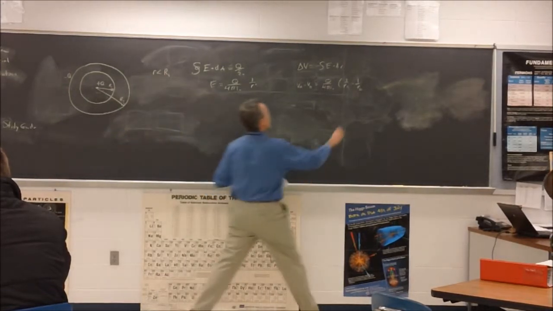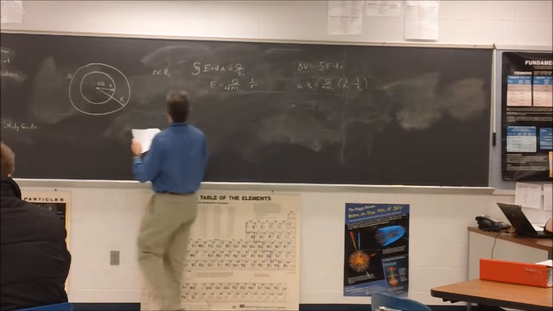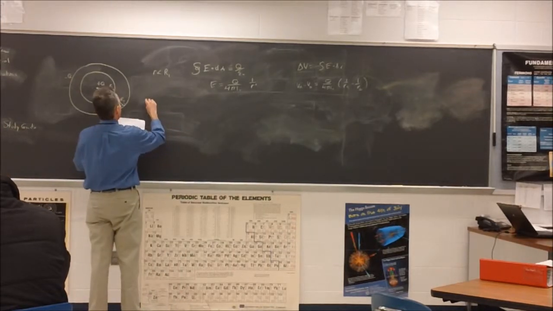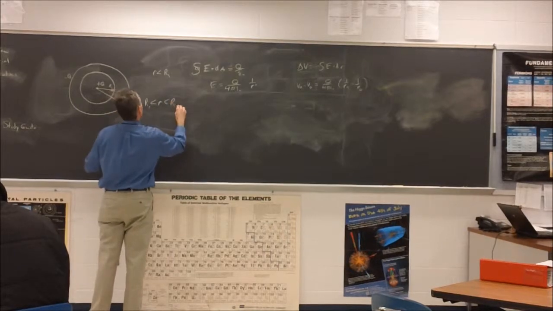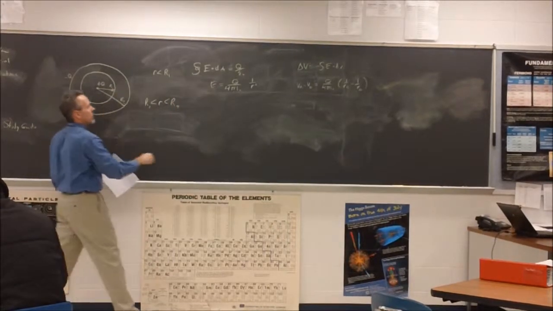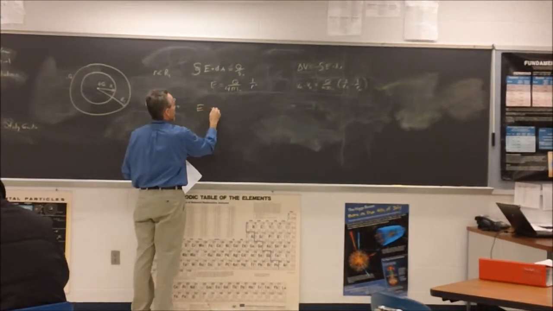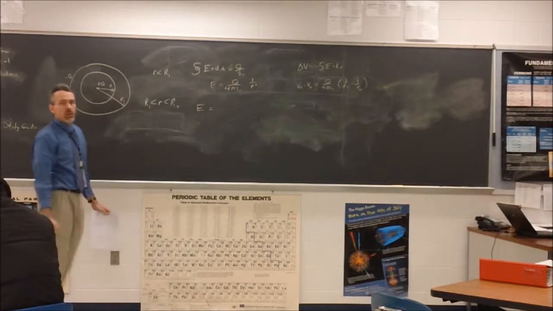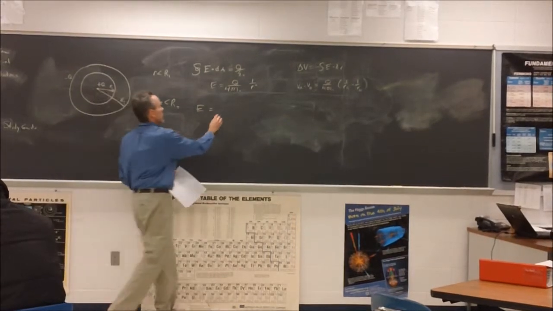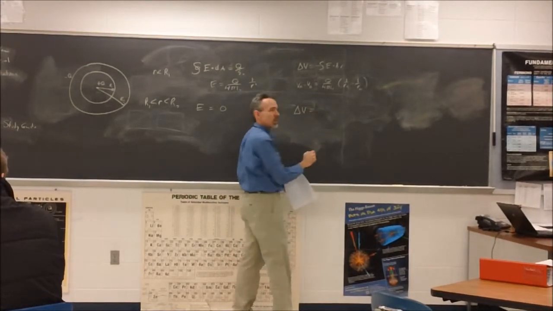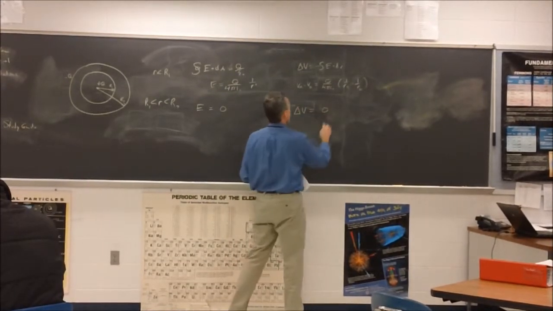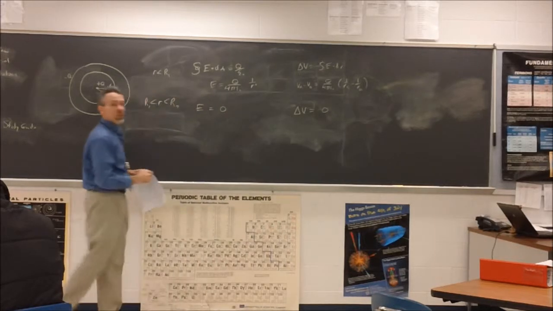Thanks. So now let's look at between R1 and R2. That's in this region here. I'm going to go a little bit faster here. What's the E field in that region? Zero. And so therefore, what's the change in potential in that region? Zero. Does that mean the potential is zero? No.